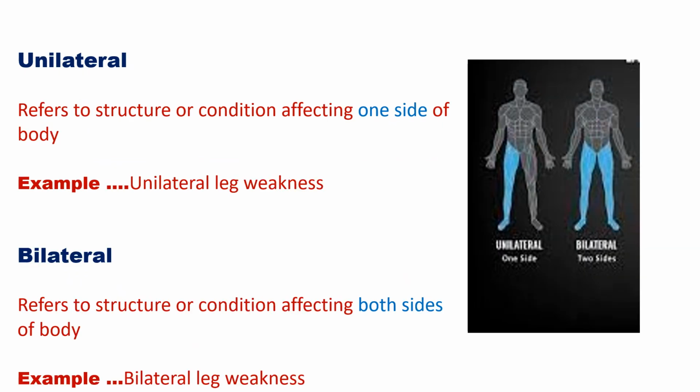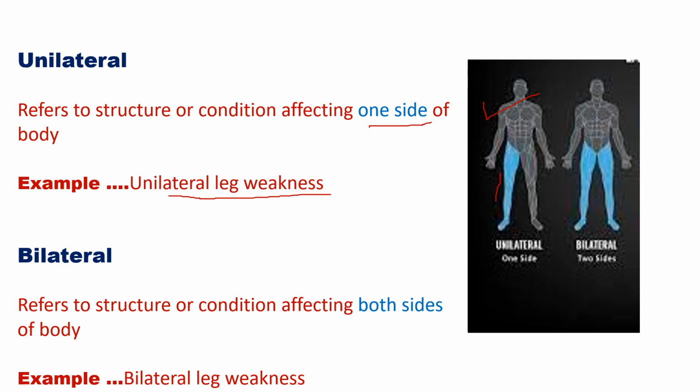Unilateral and bilateral. Unilateral refers to a structure or condition that affects only one side of the body. As in this picture, only one leg is highlighted, so it is unilateral. For example, unilateral leg weakness. This term is used in neurology. It means only one leg, either right or left leg, is affected.